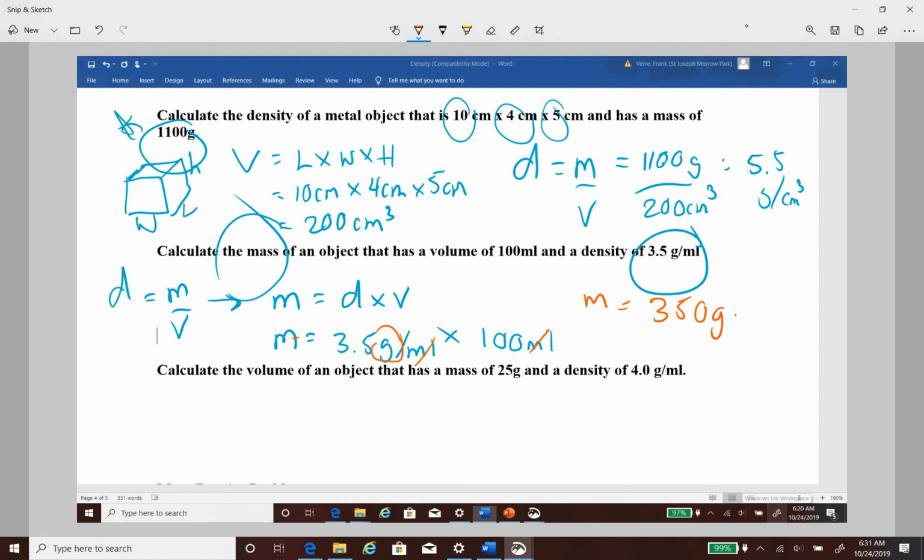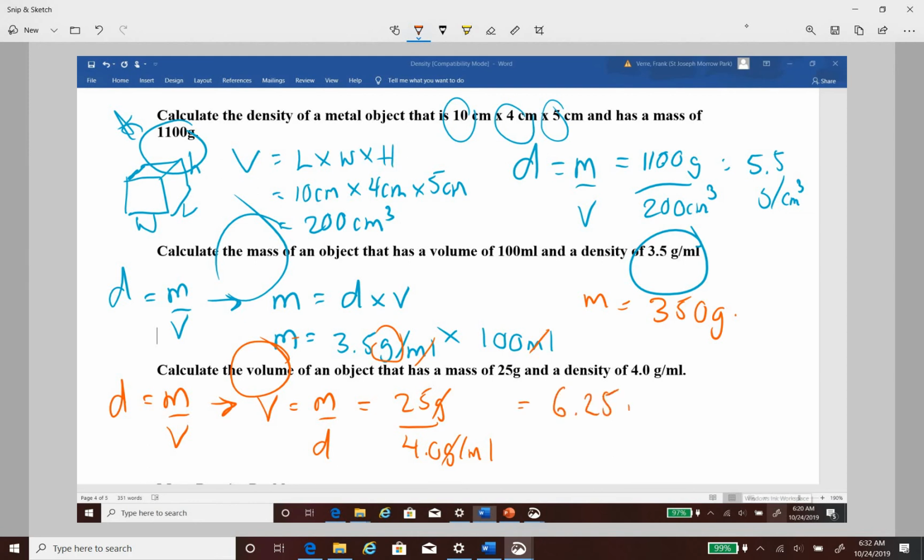Okay, so there's an example of rearranging D equals M over V to get M. In the next example, we're going to rearrange to solve for V. If D equals M over V, then V equals M over D. In this case, we have the mass is 25 grams and the density is 4.0 grams per milliliter. You'll see grams cancel out. So our volume would be 6.25 milliliters. Okay, that's it. Thanks a lot.